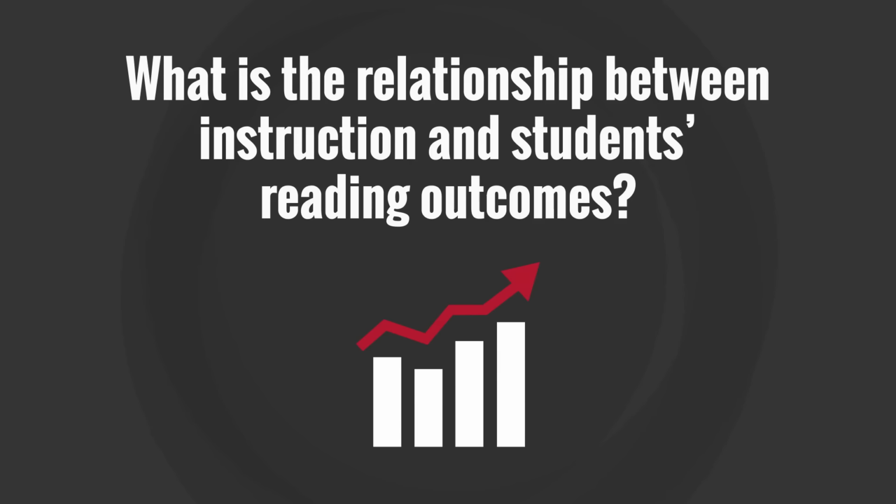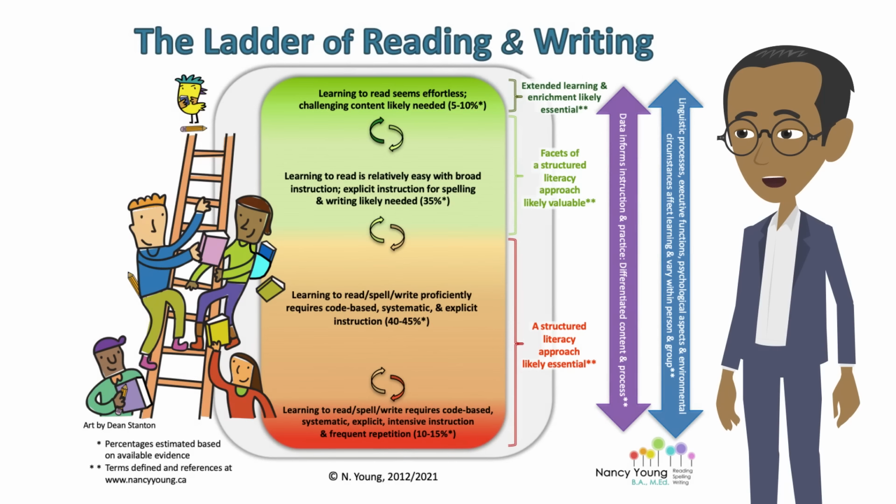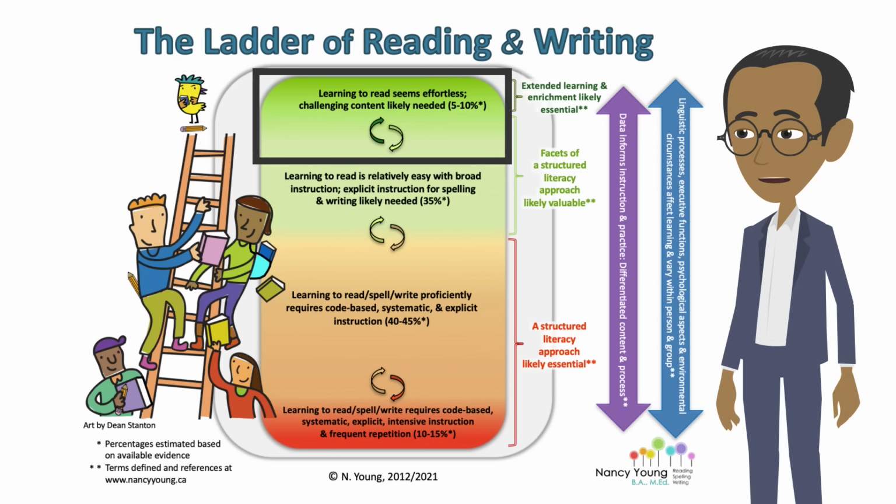What is the relationship between instruction and students' reading outcomes? To better understand the relationship between reading development and student learning, we can look to the ladder of reading and writing developed by Nancy Young. At the top rungs of the ladder are the small percentage of students who seem to intuitively understand the alphabetic principle.